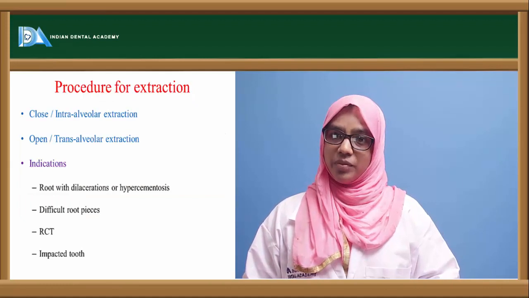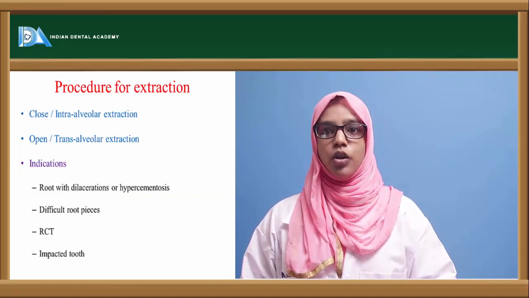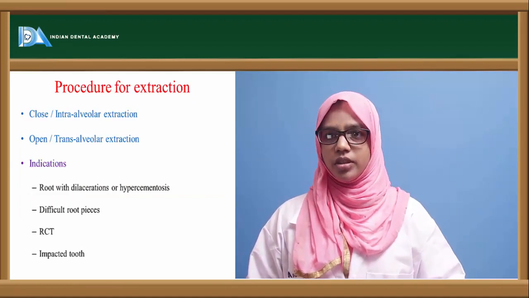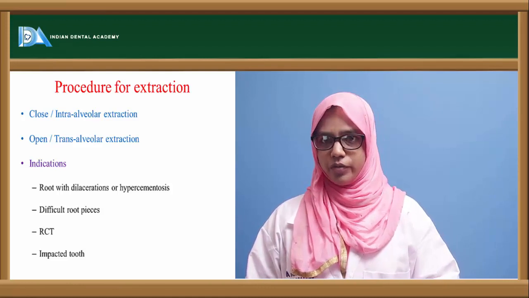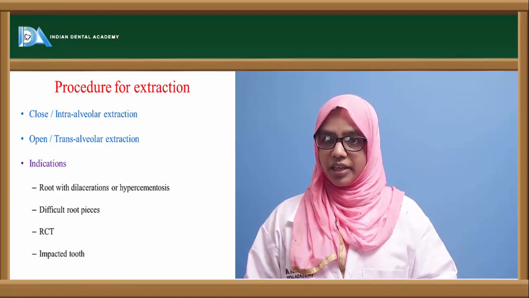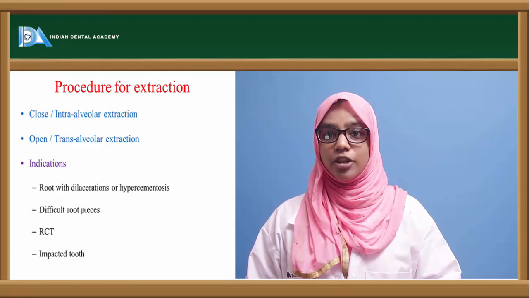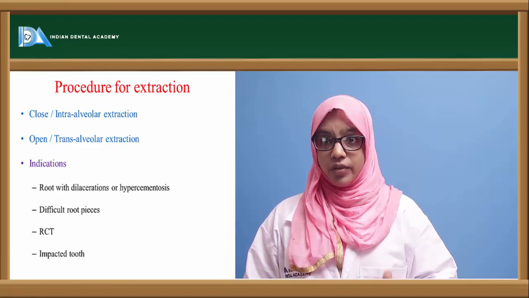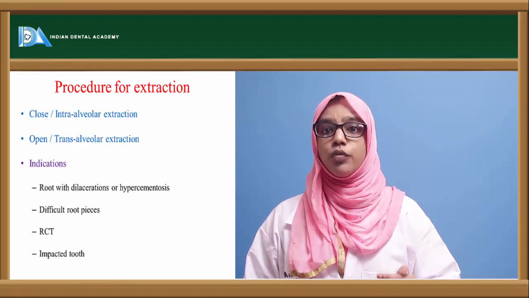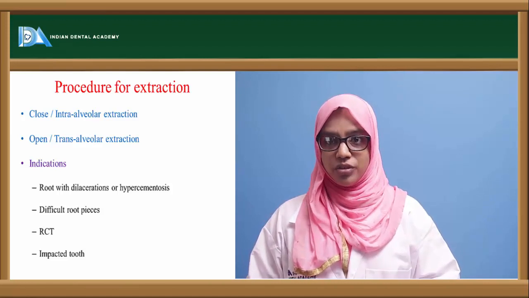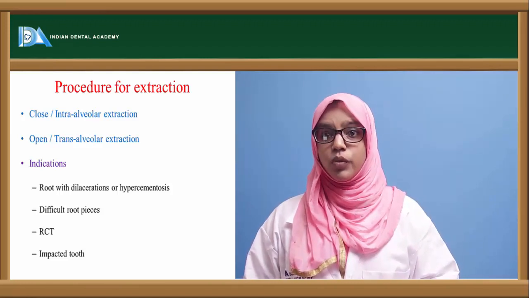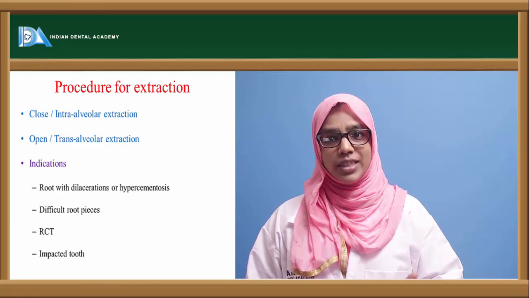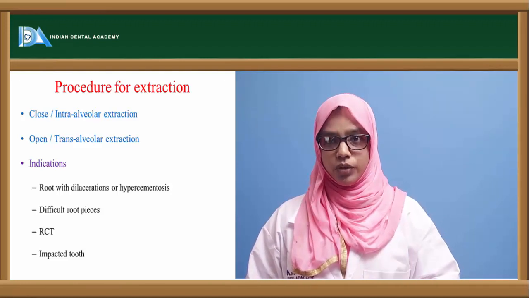Now extraction can be done in case of an open method or a closed method. Closed method is the thing that we use with elevator and forcep. Open method is indicated in case of dilacerated root and hypercementosis, wherein there are chances of apical third of root fracture. So if this fracture occurs, you need to raise a mucoperiosteal flap, do a slight amount of bone guttering, then remove the root piece.